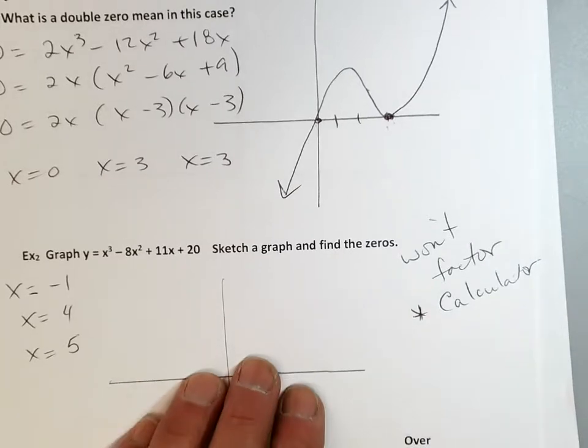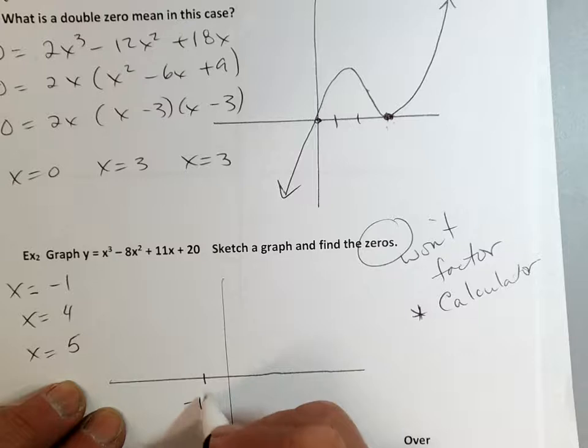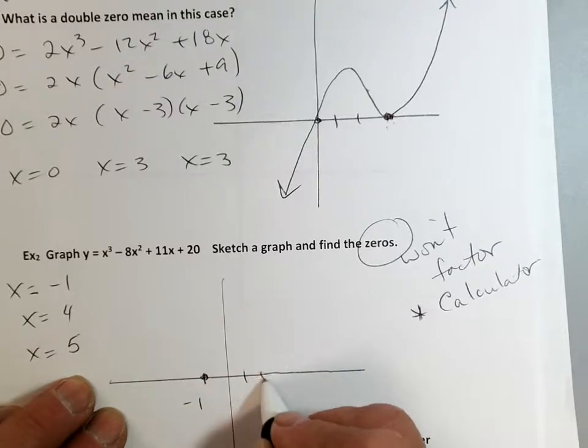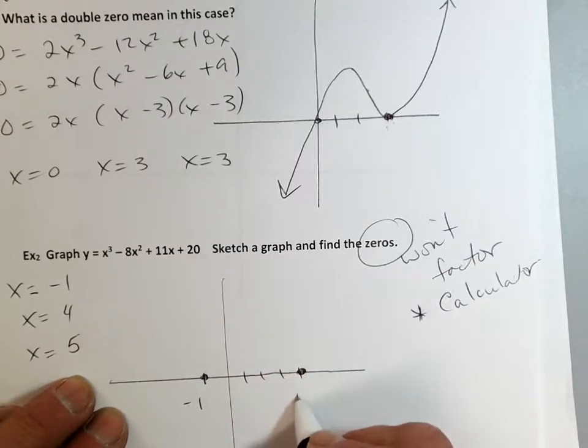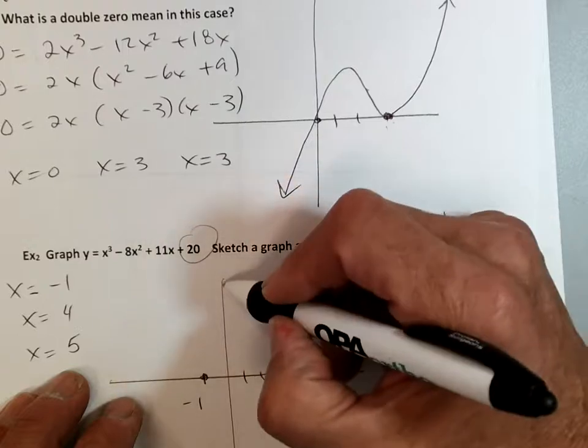So we found the zeros. These are my zeros: at negative 1, a 0 at 4, and a 0 at 5, okay? So it looks like it goes something like this. I also know I have a y-intercept at 20.